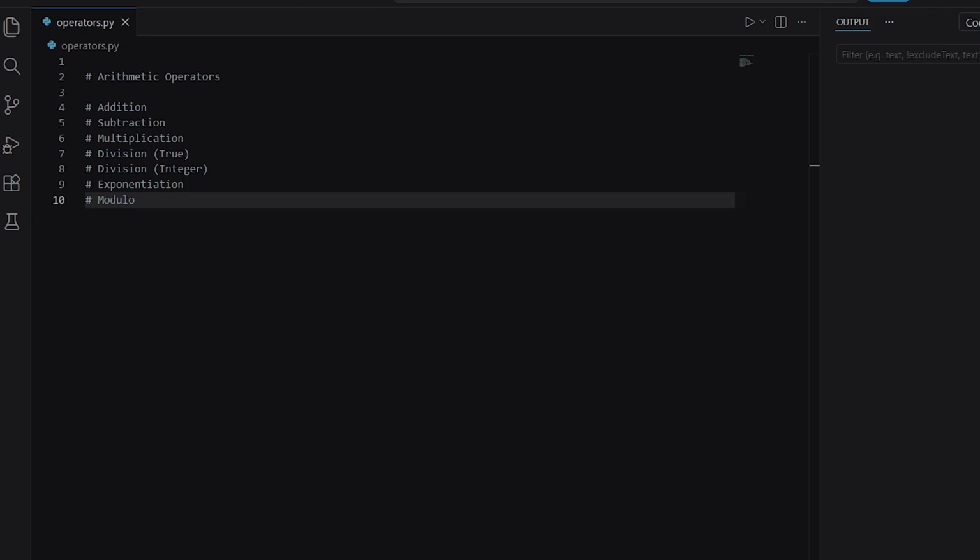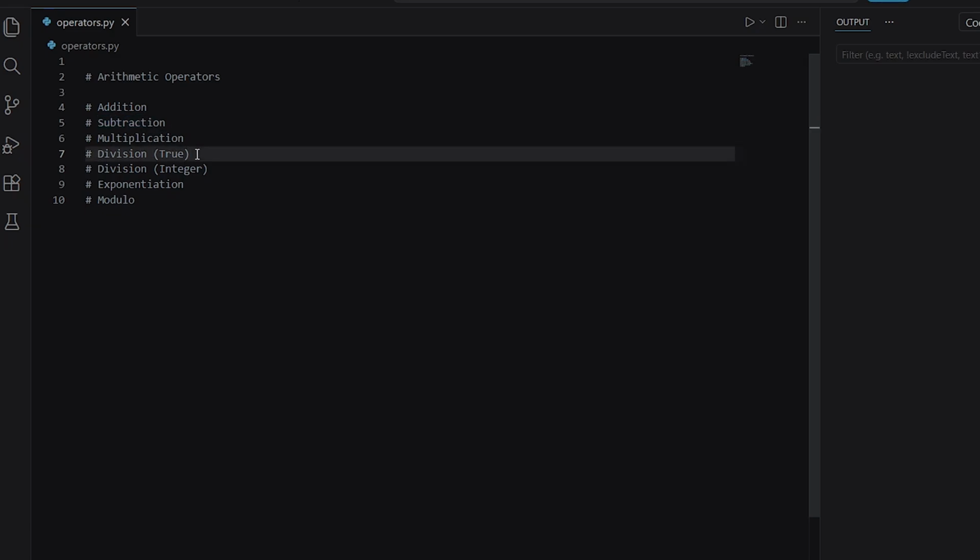Under the arithmetic operators, we have addition, subtraction, multiplication. Division is of two types. We have what we call the true division and the integer division, which we're going to learn shortly. We have exponentiation and we have the modulo. So let's start with the addition. Addition simply means adding two values together. And to perform addition, we use the plus symbol. That's the operator for addition.